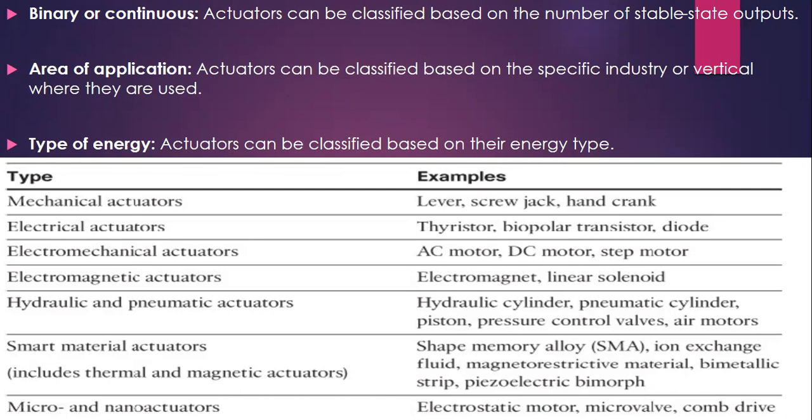Then types of energy: what kind of energy it is consuming, whether online or offline, whether an active energy supply is required or passive energy is required. Based on that also we can classify.